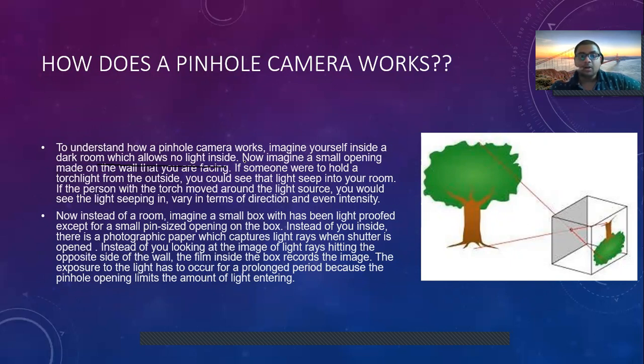Now the person with the torch moves around the light source. You would see the light seeping in vary in terms of direction and density.